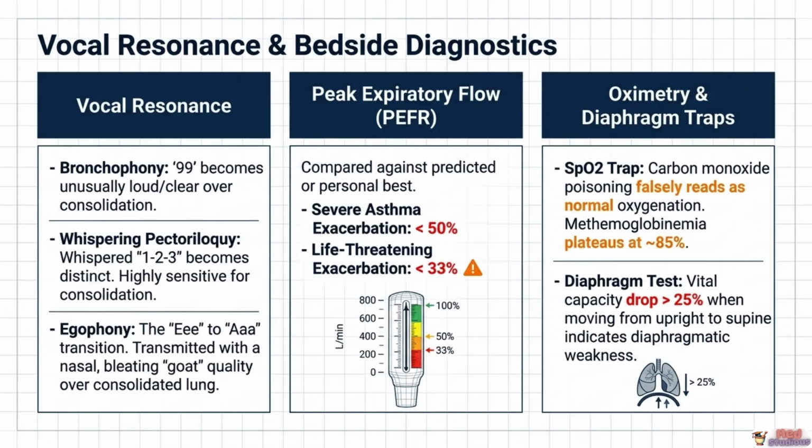Egophony involves the patient vocalizing a prolonged E sound, which transmits through consolidated lung as a nasal, bleating A sound instead, a quality classically likened to a goat. Beyond auscultation, peak expiratory flow rate is compared against either predicted normal values or, more reliably, the patient's own personal best. A severe asthma exacerbation is defined by a peak flow below 50% of predicted or personal best, while a life-threatening exacerbation is defined by a peak flow below 33%, critical cutoffs guiding emergency management decisions.